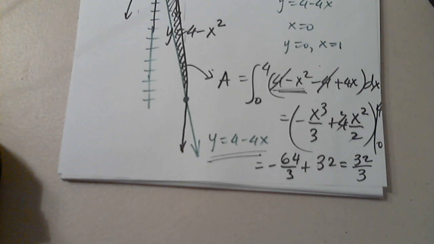And when I hit enter, I have to get 32 over 3. If I don't, I have to go back to the drawing board. So whatever that means, let's see if we can change it into a fraction. Yes, 32 over 3.